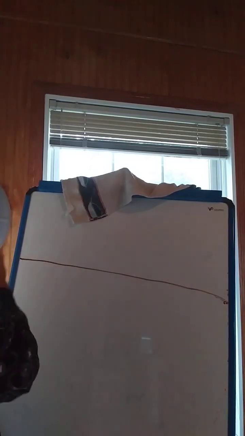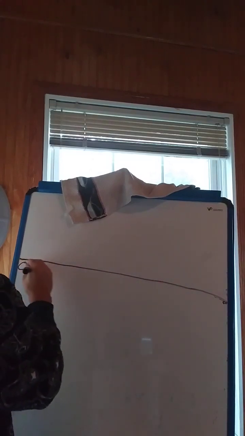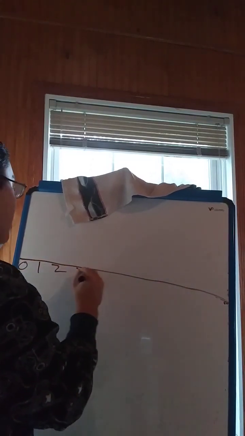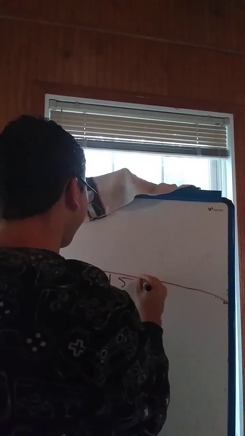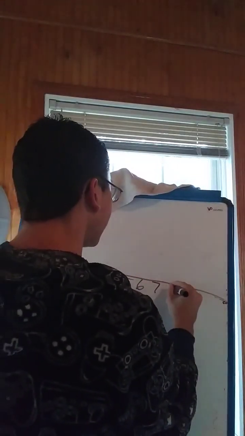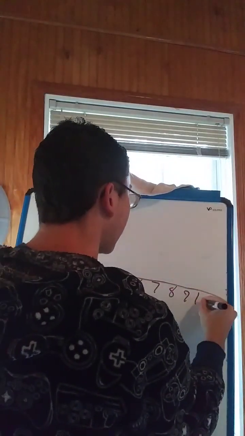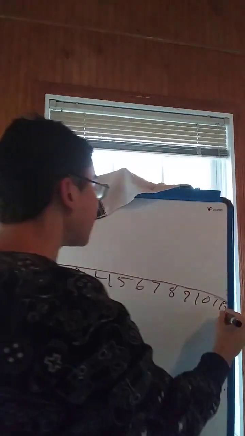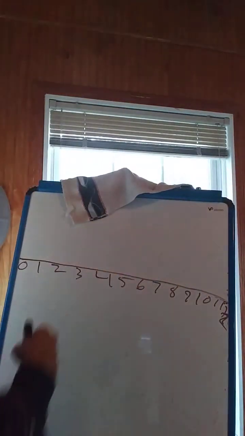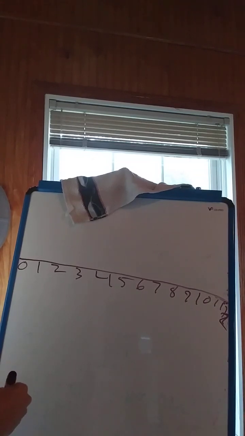And our mind and eyes go from left to right. So over here we start, backward, and go forward. So 0, 1, 2, 3, 4, 5, 6, 7, 8, 9, 10, 11, 12, and it just keeps going on and on further in that direction.